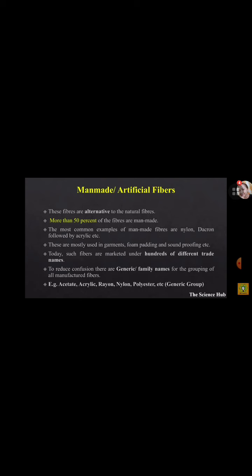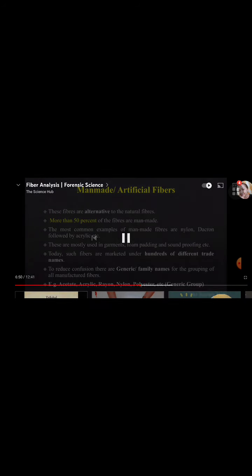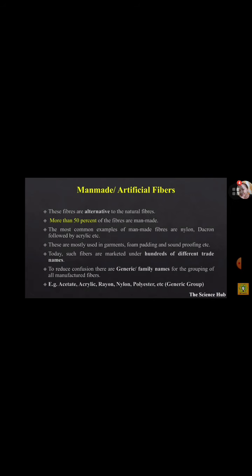More than 50% of fibers are man-made. The most common examples of man-made fibers are nylon, dacron, followed by acrylic and many more. These are mostly used in garments, foam padding and soundproofing. Today, such fibers are marketed under hundreds of different trade names. To reduce confusion, there are generic or family names for the grouping of all manufactured fibers. For example, acetate, acrylic, rayon, nylon, polyester, and many more.